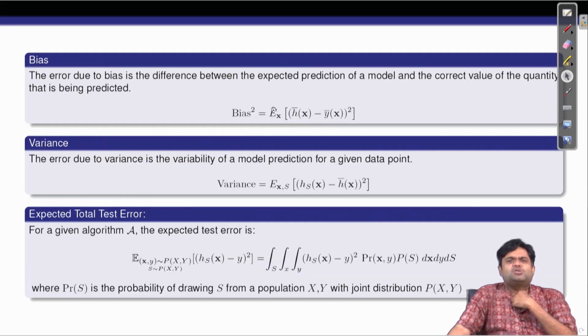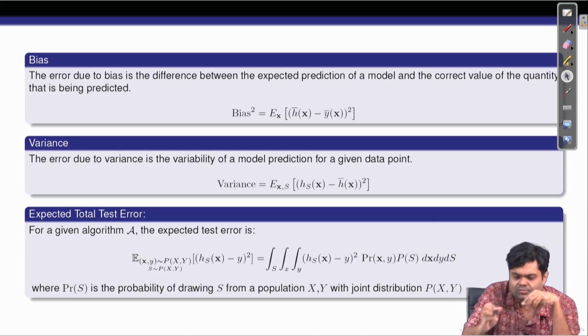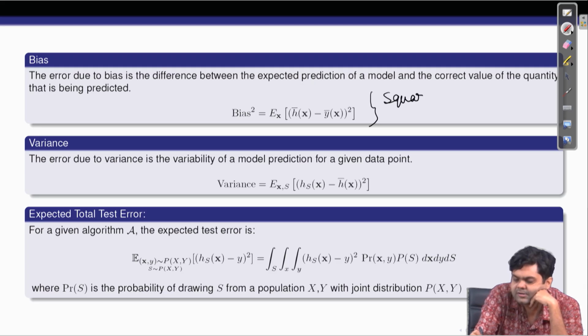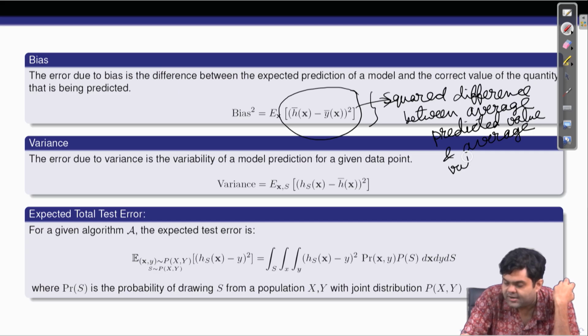We discussed all these last time. So our bias is basically the squared difference between the average predicted value and the average actual value of y.